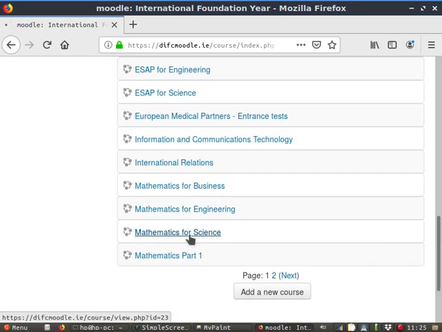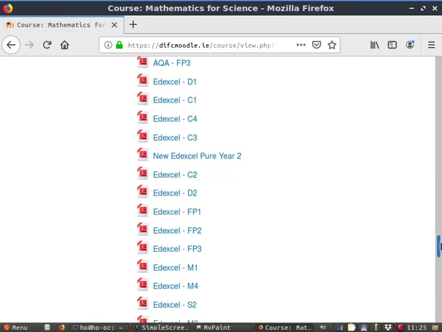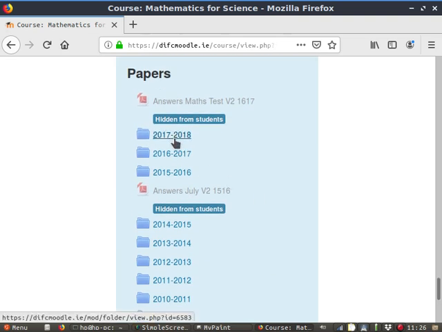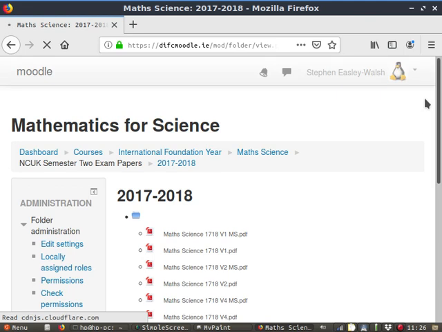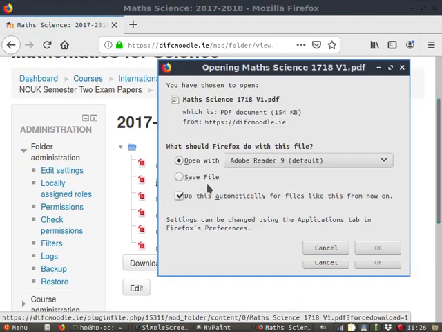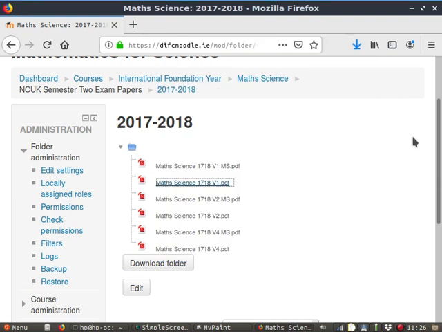Maths for science. Yes. Which version? Let's go with whatever, if there's a version 1 or something. Can you see 17, 18? Yeah, 17, 18. Different students. Just the other thing for, let's see, version 1. Let's see which should be good to do here.